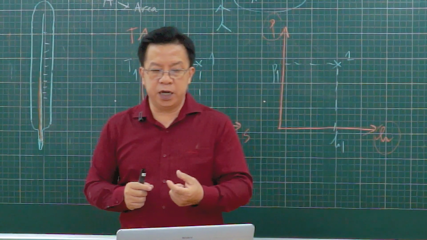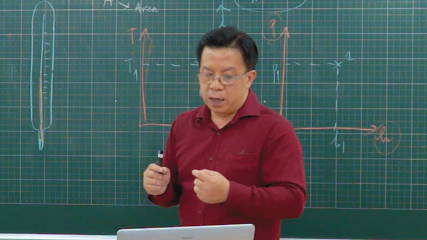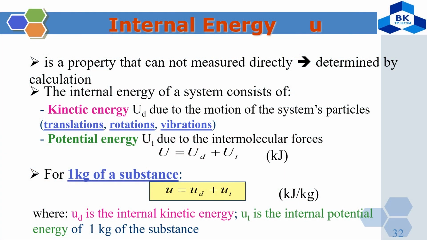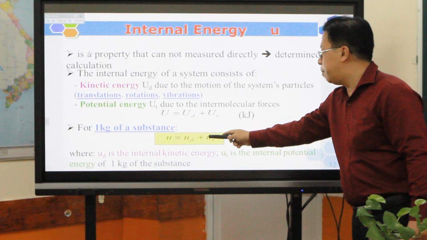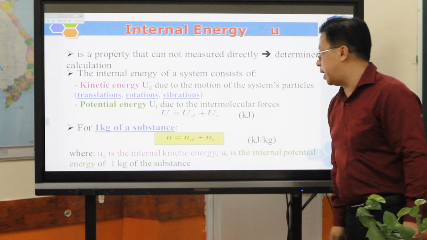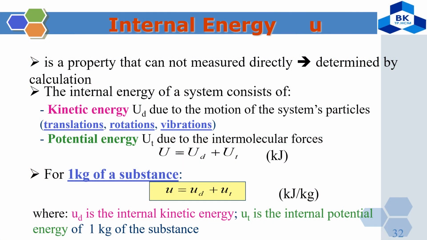For potential energy, it is due to the intermolecular forces. Okay, so we have U, that means the internal energy will be equal to the kinetic Ud plus the potential Ut. And for 1 kilogram of substance, we have the small u equal to small ud plus small ut. And you know, ud is the kinetic and ut is the potential. All right?